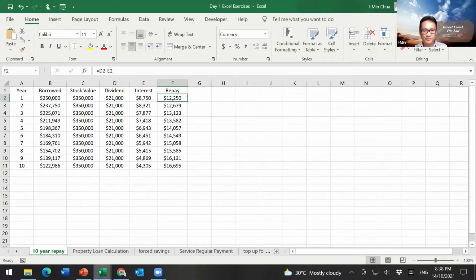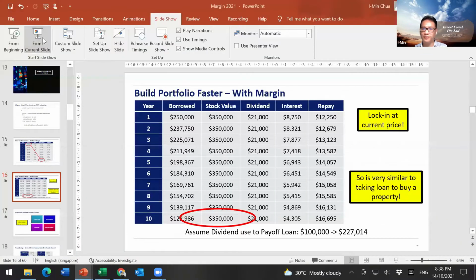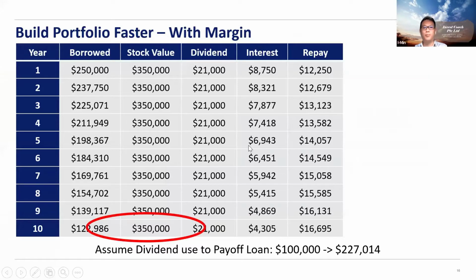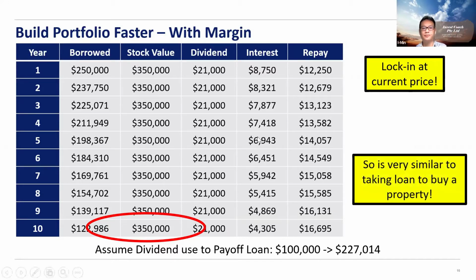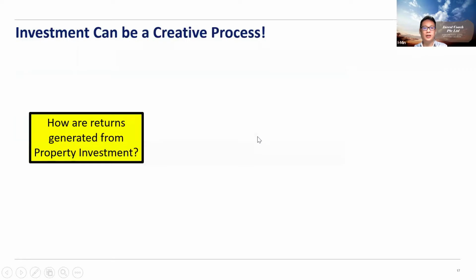So this is one benefit: basically higher return, build a portfolio faster, you can lock in at the current price, assuming you believe that the REITs will actually keep going up. So investment can be a very creative process.